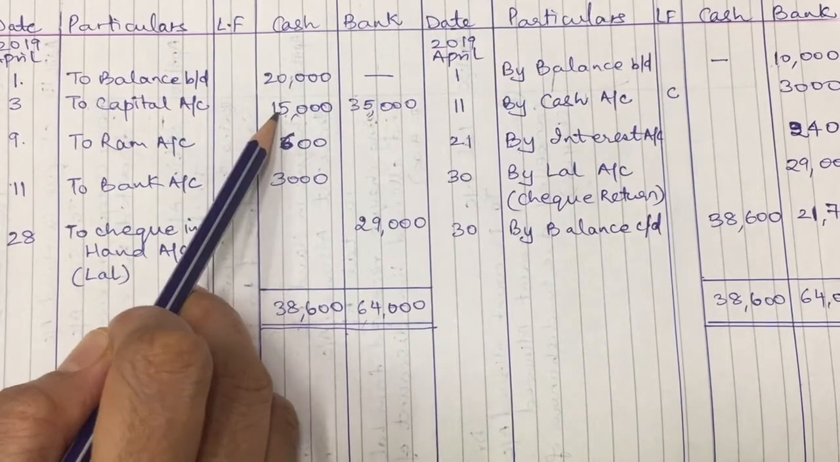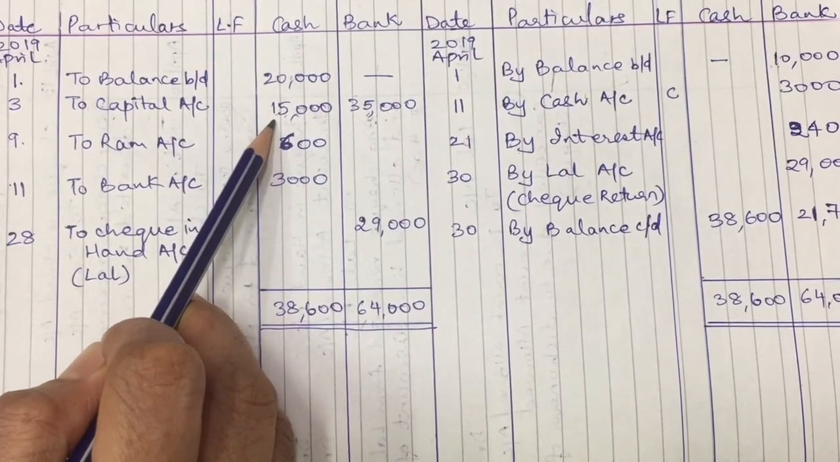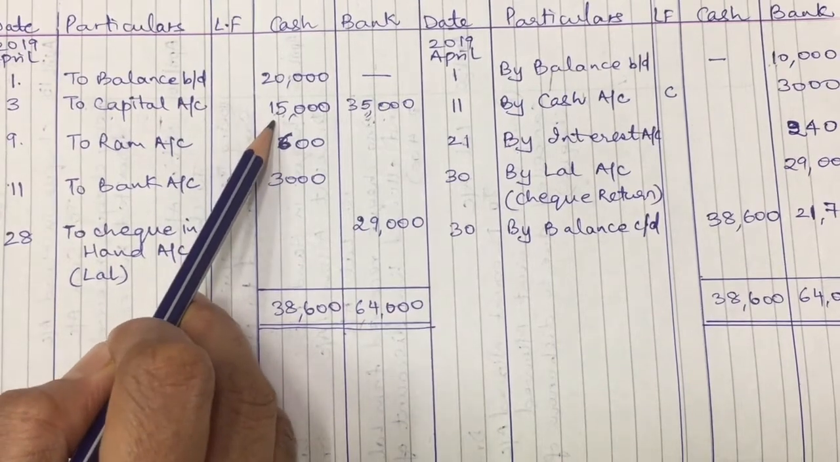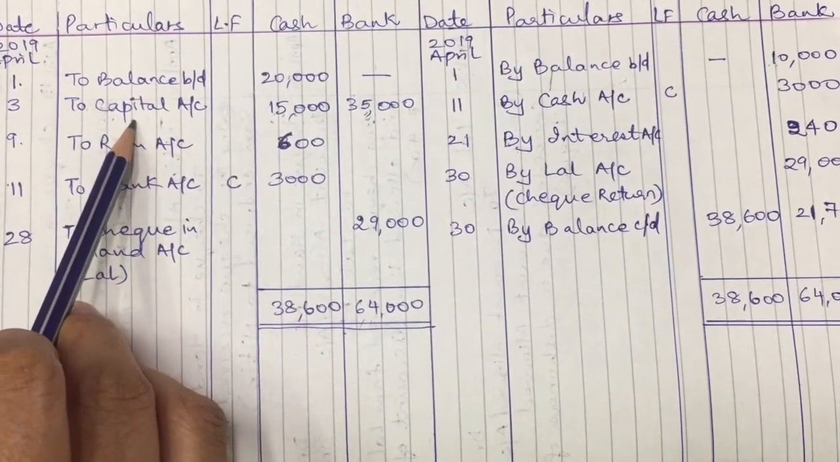So the rest is my cash. So cash is also dancing. It is an asset. Okay. So it is also on the debit side, 15,000. Why? Because of the capital introduced.